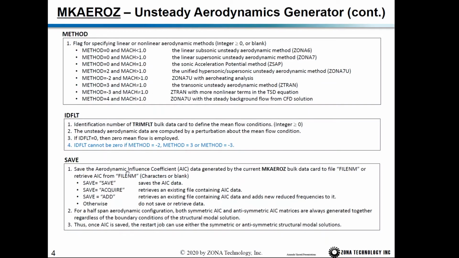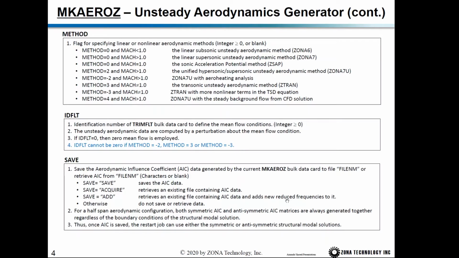The next entry is save. You have 4 options. If you say save, you will save the AIC. If you say acquire, you want to retrieve an existing file containing AIC. If you say add, then you retrieve an existing file containing the AIC and add a new reduced frequency to it.